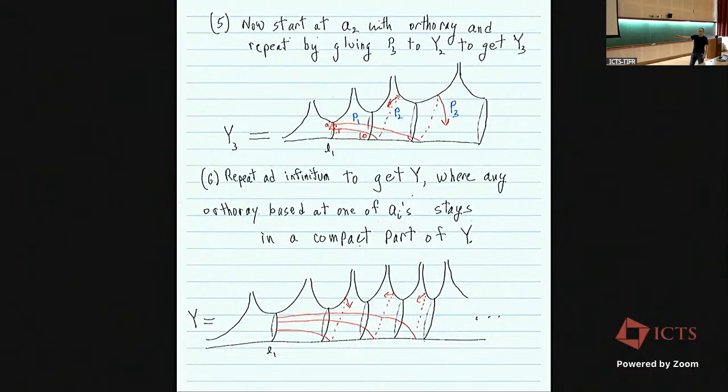Repeat, and eventually what you build as a surface, okay, it may not be geodesically complete a priori, but you built a surface that has the property that on this dense set of points, if you go orthogonally, that ray stays inside a compact part of the surface. As they say in New York, you ain't gonna escape.